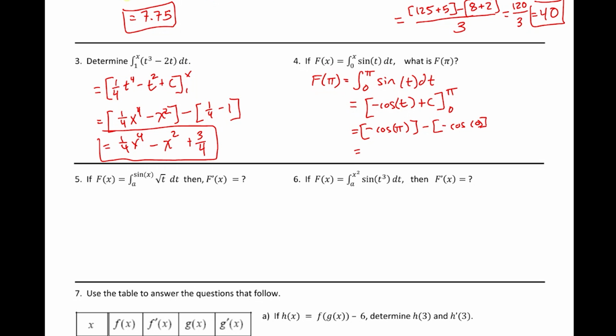Well, cosine of pi is going to be negative 1, so this is negative 1 and just 1. And then cosine of 0 is positive 1, so minus negative 1 would be plus 1. So we get 1 plus 1, which is 2.